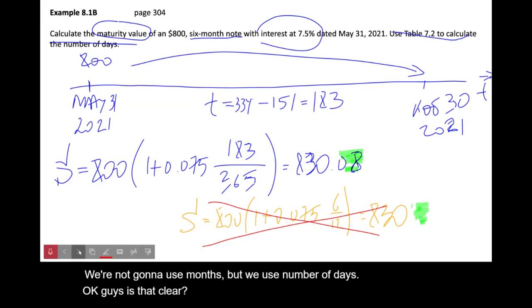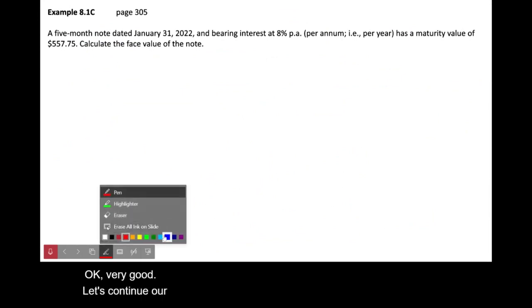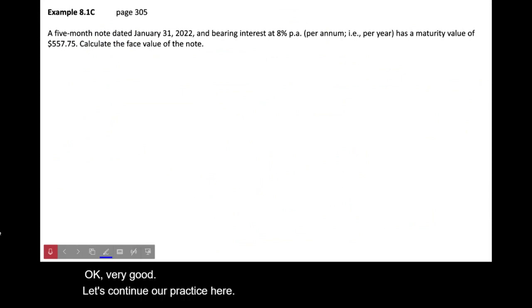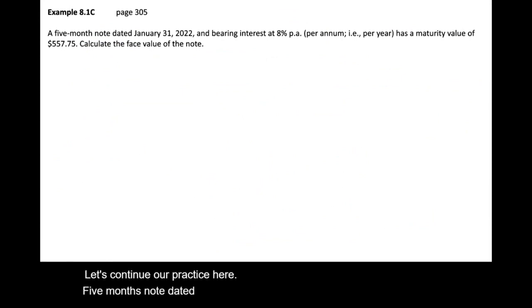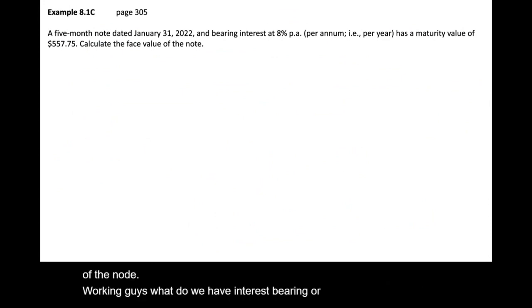Okay, very good. Let's continue our practice here. A 5 months note dated January 31st, 2022 and bearing interest 8% per annum, or per year, has a maturity value of 557.75. Calculate the face value of the note. Okay, guys, what do we have? Interest bearing or non-interest bearing note?